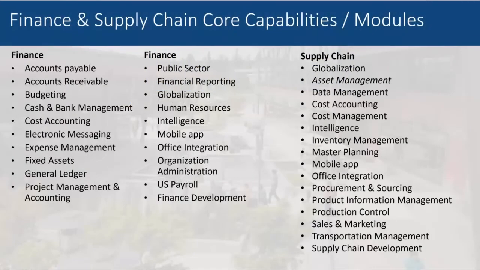So real quick, finance and supply chain, a lot of core capabilities and modules. As you're trying to differentiate today, we've got an enterprise class product and a small medium class product. Again, a lot of modules. They come in the finance collection as well as the supply chain collection. Some people just need finance. Some people need finance and supply chain.